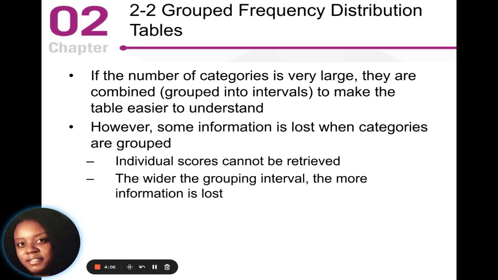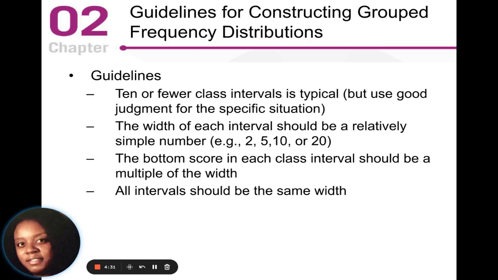The next thing we need to discuss is group frequency distribution tables. Whenever we have these tables, if the number of categories is very large, they are combined or grouped into intervals to make the table easier to understand. However, sometimes when this happens, information can be lost. Individual scores may not be retrievable. The wider the group interval, the more information could eventually be lost.